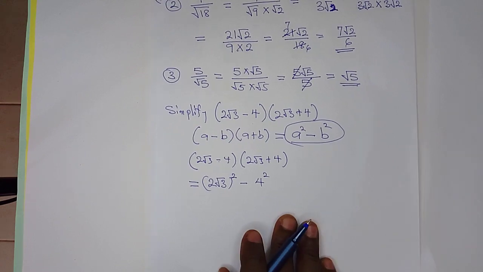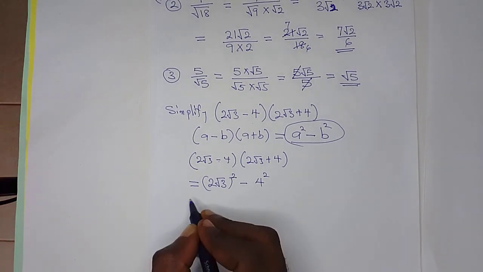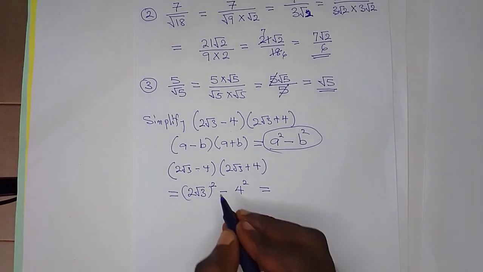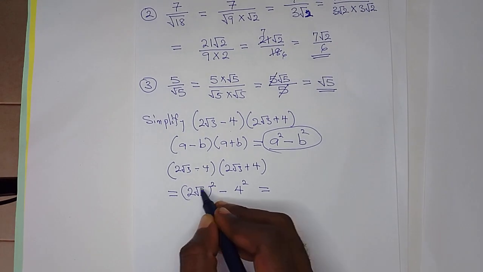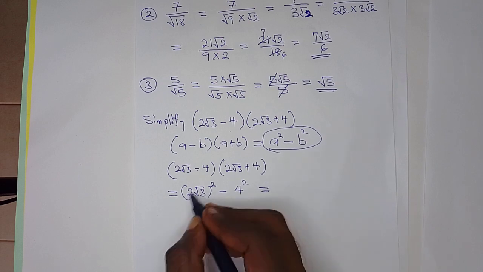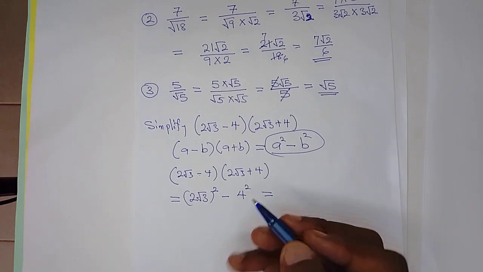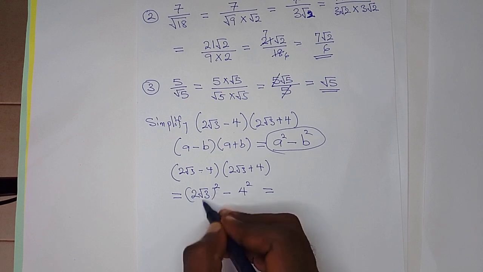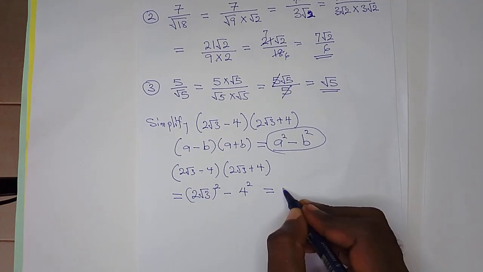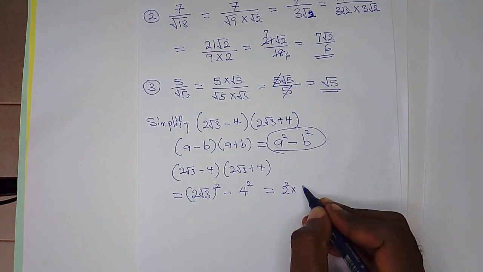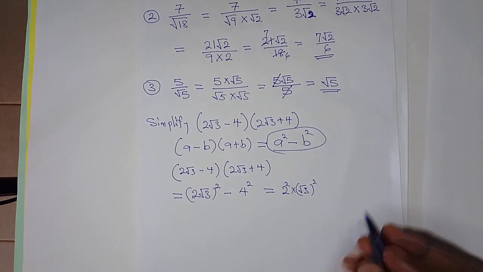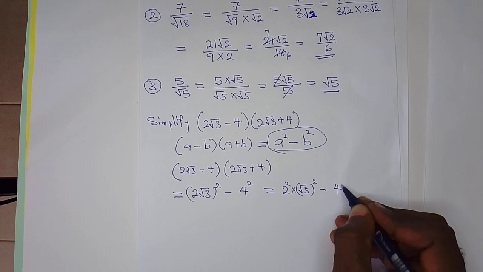Okay? So now, let's see what we are going to get from there. Now, this 2 root 3 square means 2 root 3 times 2 root 3. So what we are going to do is this. We are going to square this 2, square this 2 and square this root 3. So I can write that in as 2 square times root 3 square minus 4 square.